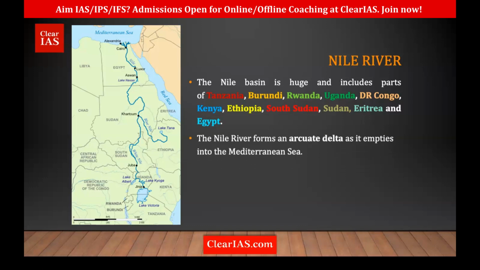So the Nile River forms an arcuate delta. That is a fan-shaped delta, a cone-shaped delta. It's like an arc. And there are 2 important tributaries, the Blue Nile and White Nile, which join at Khartoum in Sudan.